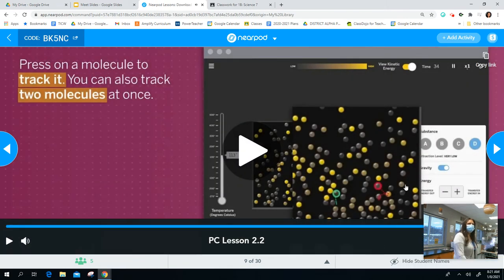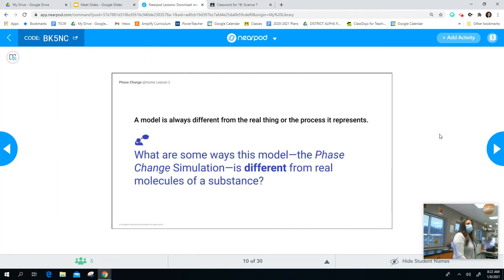All right, now that we have a little understanding of how to use the sim, let's talk a little bit about what we're doing. So a model is always different from the real thing or the process that it represents. What are some ways this model, the phase change simulation, is different from real molecules of a substance? Can you think of any ways that maybe this simulation is a little bit different than real molecules?